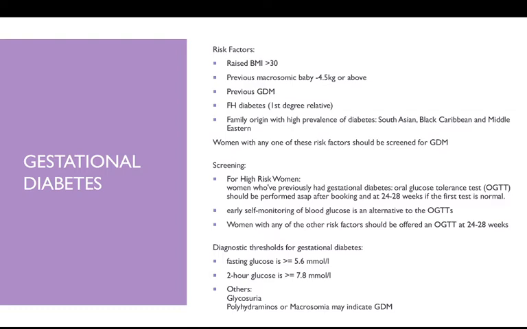Okay, so the diagnostic thresholds for gestational diabetes are a fasting blood glucose of 5.6 or higher, or a 2-hour glucose of 7.8 millimoles or higher. That's the blood glucose measurement 2 hours after you've taken the glucose from the glucose tolerance test. Other things such as glycosuria, so high sugars in the urine, or polyhydramnios or macrosomia may indicate GDM as well.